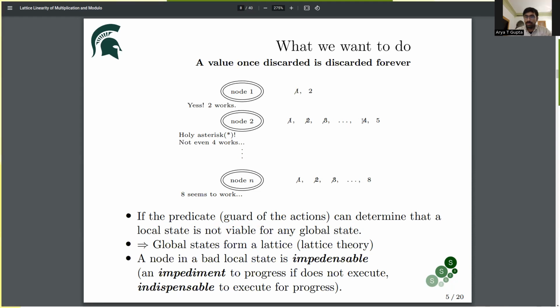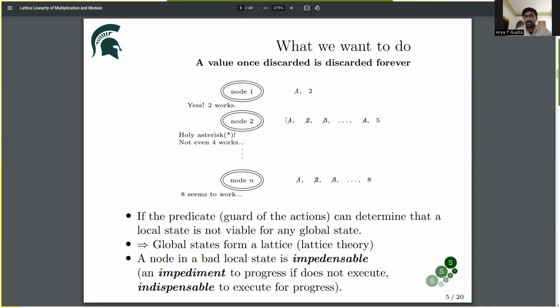So if it moves, and it decides that state 4 is also not good, then it does not have to move back to state 3, 2, or 1, because it already decided that states 1, 2, and 3 are bad states for all optimal global states. So it only has to move from 4 to 5. Now here we see that if the predicate can determine that a local state is not viable for any optimal global state, then we can allow the nodes to run in asynchrony.